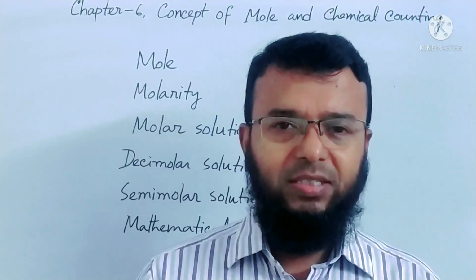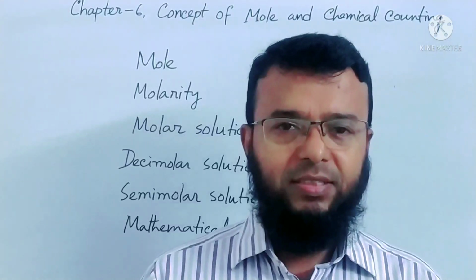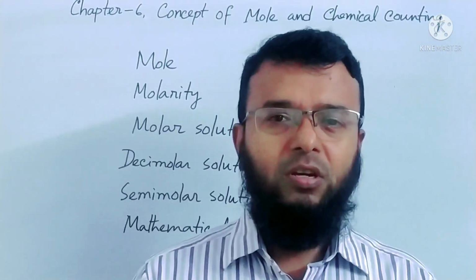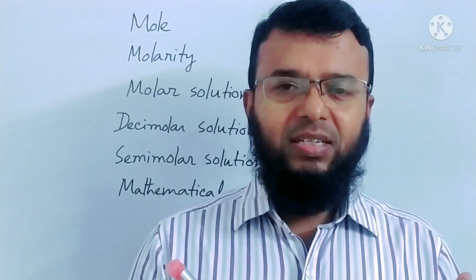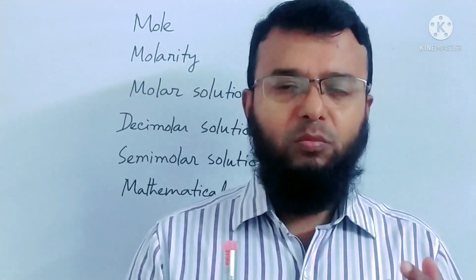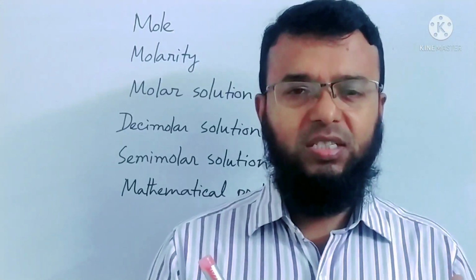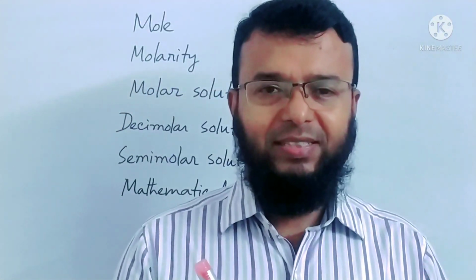Dear students, in the previous class we have discussed chapter 6, concept of mole and chemical counting. From that chapter I have given you what is Avogadro number, what is mole, how to determine the molecular mass, and also I have given some mathematical problems, and I have given molar volume, STP. These are the lessons we have discussed in the previous class. So today also we will discuss chapter 6.